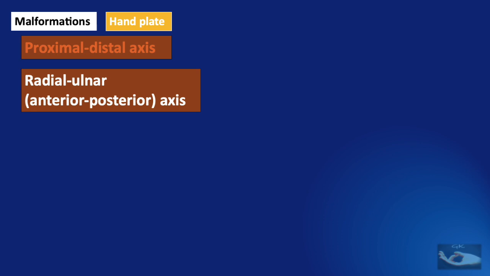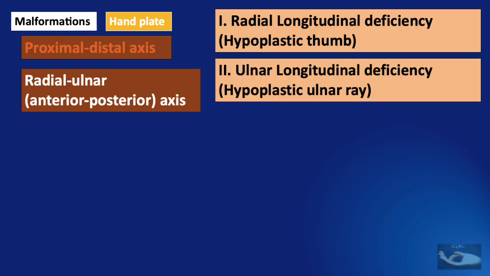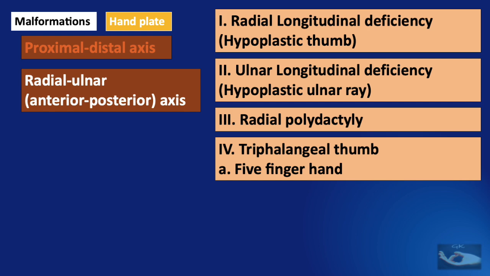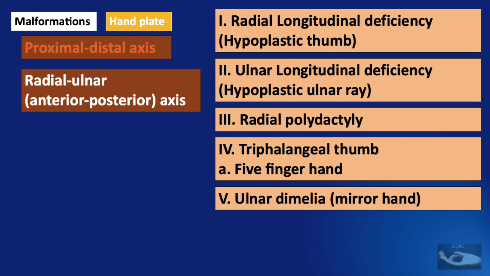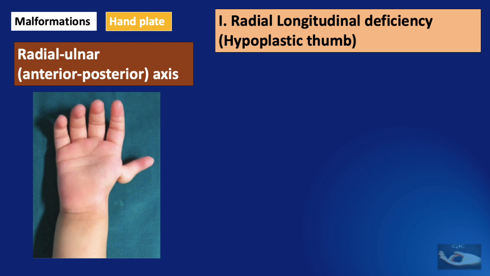Malformations of the hand plate alone involving the radial ulnar or the anterior posterior axis is subdivided into six categories: radial longitudinal deficiency, ulnar longitudinal deficiency, radial polydactyly, triphalangeal thumb or the five-finger hand, ulnar dimelia or the mirror hand, and ulnar polydactyly. In radial longitudinal deficiency, there is a malformation of the tissues on the radial side of the hand, resulting in the classic hypoplastic thumb.